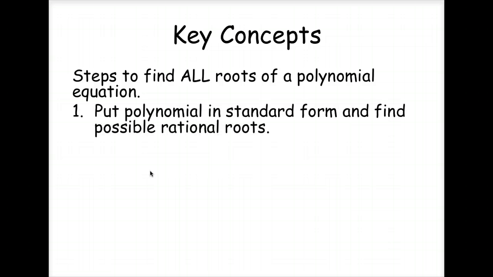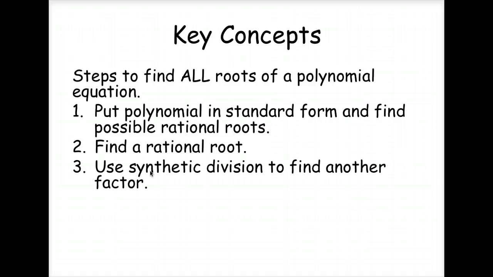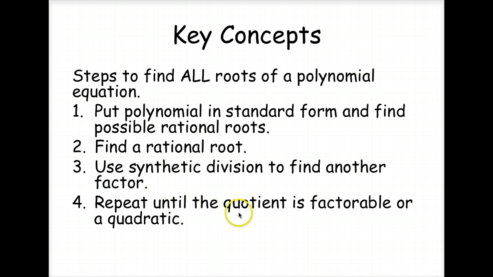First of all, you need to put the polynomial in standard form and find all its possible rational roots. Remember p over q? When we find a rational root, we're going to check it to make sure that it makes a true statement. Then we use synthetic division to find another factor. And we're going to repeat until the quotient is factorable or it is a quadratic. Then we will solve it.